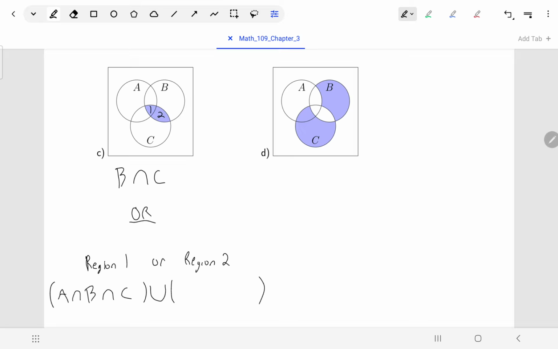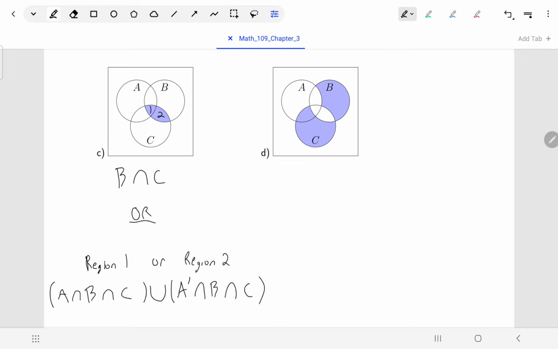Region 2, if I were describing where that is, I'd say, well, that's not inside of A, but it is inside of B, and it's also inside of C as well. So both of these would be correct answers. You'll notice one's a lot more compact than the other, but both are equally correct. And the good news is this second approach will always work.